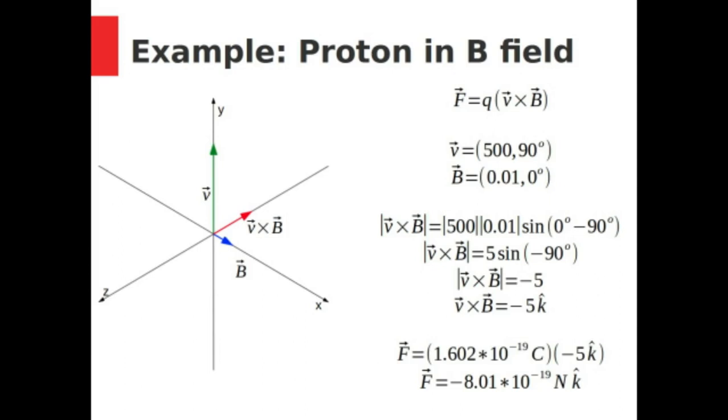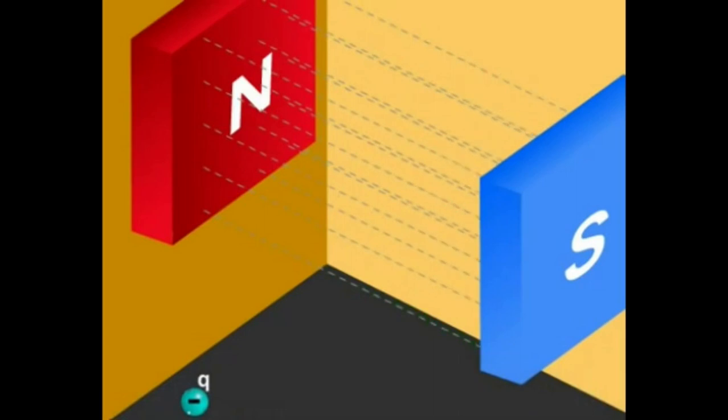For the last step, we multiply the cross product by the charge of the proton. That's 1.602 times 10 to the power of negative 19 coulombs. We get a force of 8.01 times 10 to the negative 19 newtons, and it's pointed in the negative z direction. Next, let's try a similar calculation with an electron.